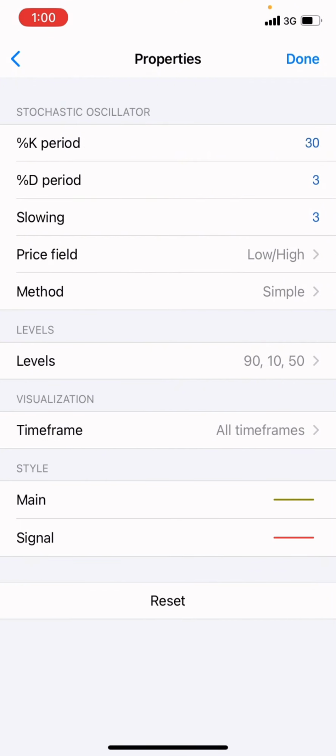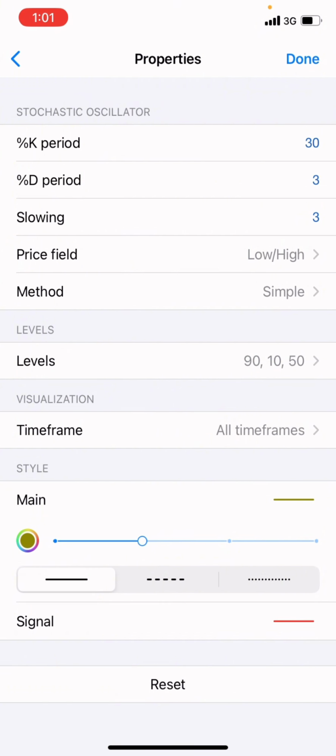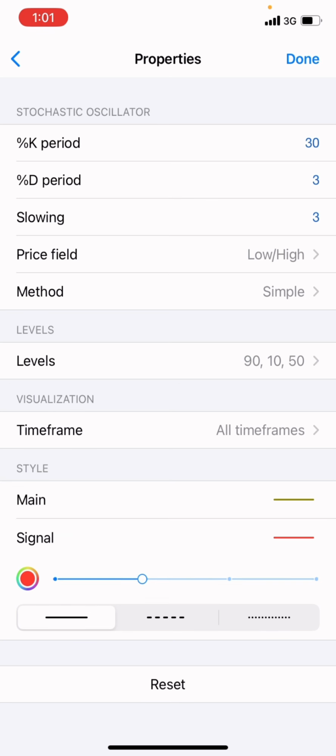Okay, the time frame, you put it on all time frame, but we are going to be using the 1 minute time frame for this trading analysis. For the main, you put it on 2 pixels. You can use any color, but for here, I use the gold color, and I put a line on this first one. Then for the signal, I put on red color. Then for the second pixels, okay, then I put on the first line right there. Then I clicked on done.